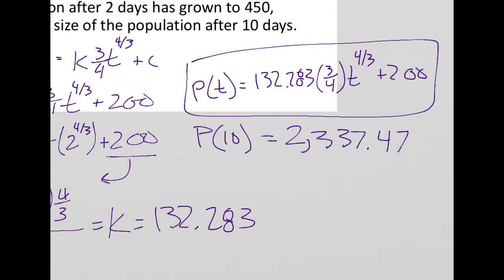Now in terms of entering that in, after finding k, I would have just hit times. It would bring up answer times using that k value. Then I would put parentheses and do 3 divided by 4, close the parentheses. Then I would hit multiply. I would type 10 for the time. If you're on an older calculator, make sure you put your 4/3 exponent in parentheses, close them off, and then add 200. You should get this 2,337.47.